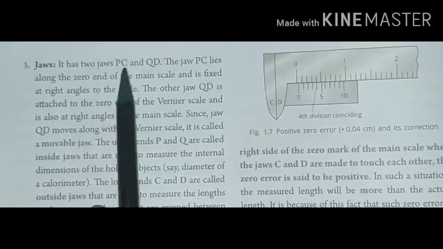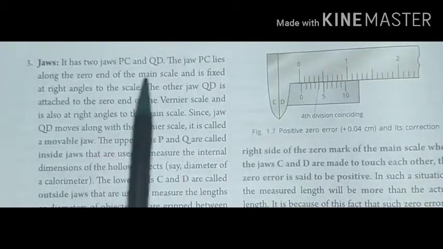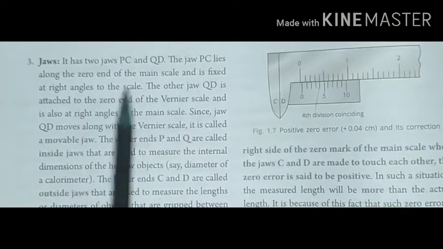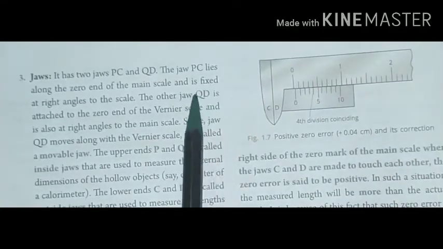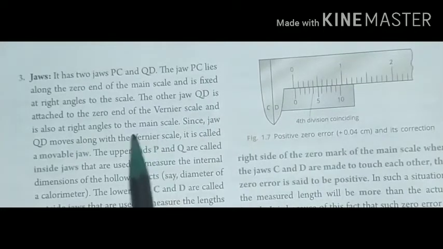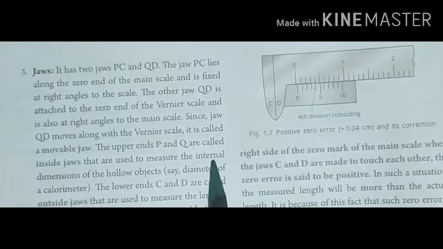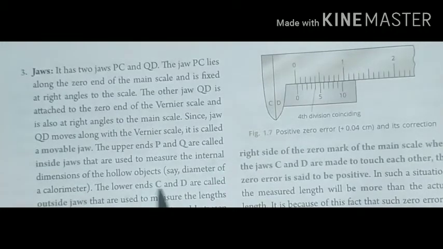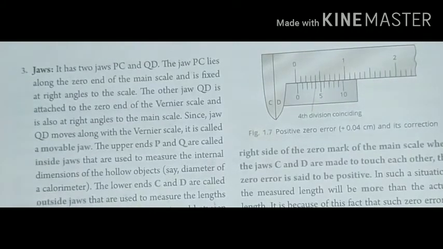Jaws. It has two jaws, PC and QD. The jaw PC lies along the zero end of the main scale and it is fixed at the right angle of the scale. Okay, it means there are two types of jaw. One is the movable jaw. The upper ends P and Q are called inside jaws, which are used to measure internal dimension, and the lower CD are called outside jaws, which are used to measure the length or diameter of the object.